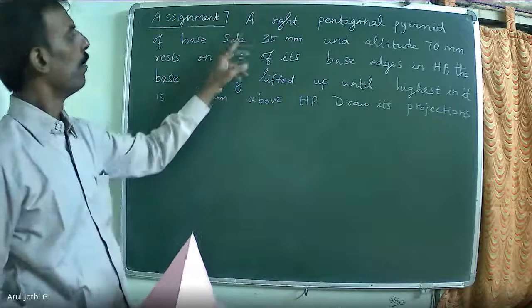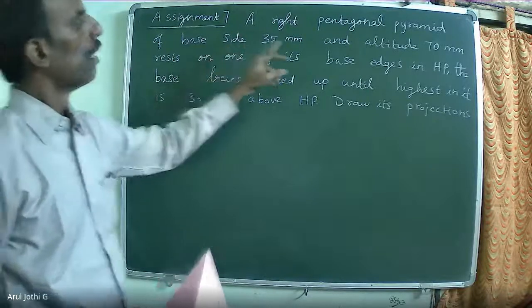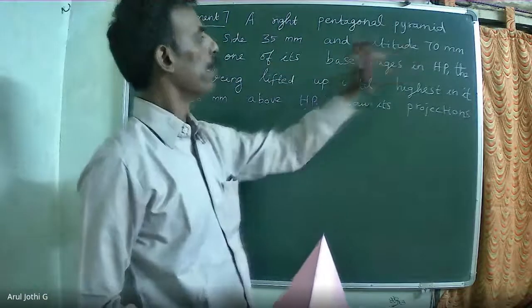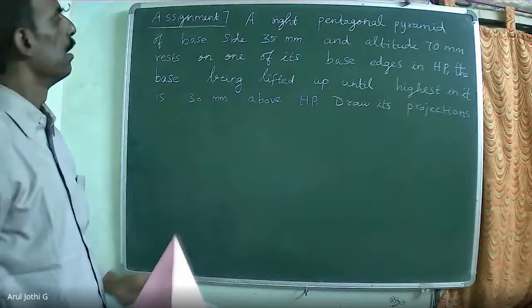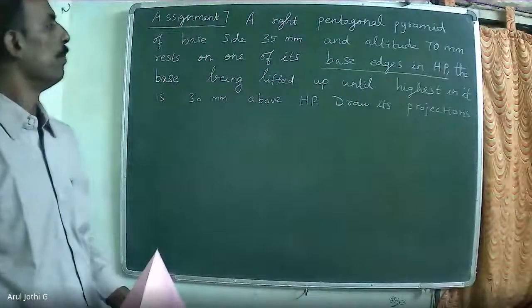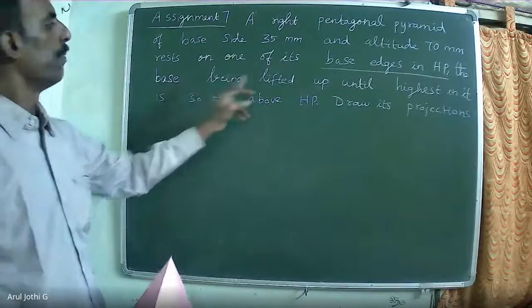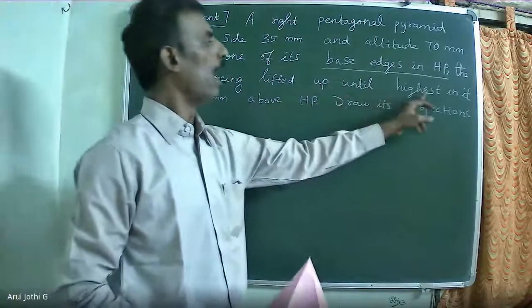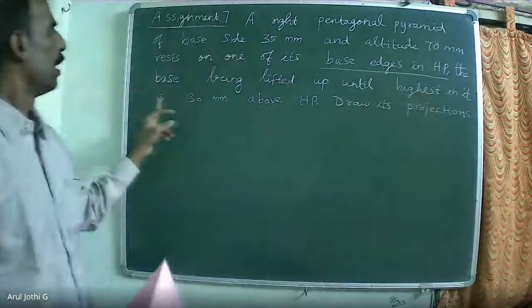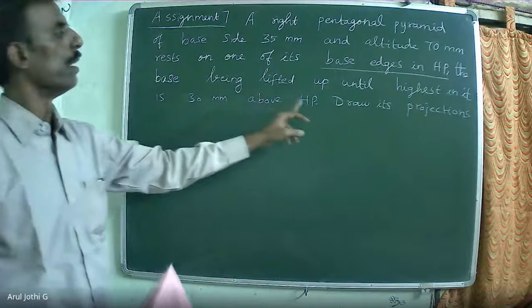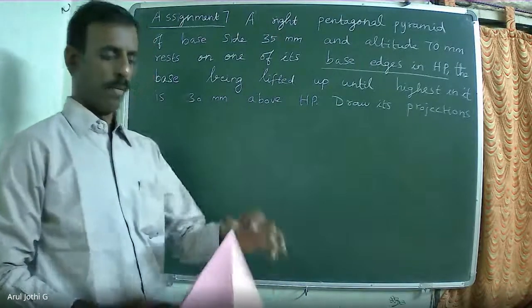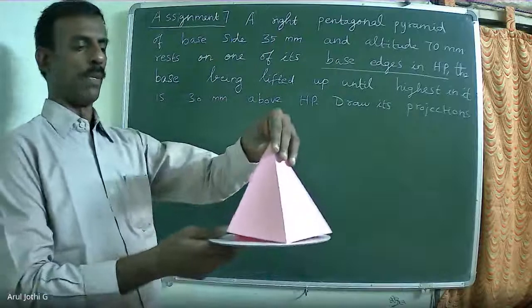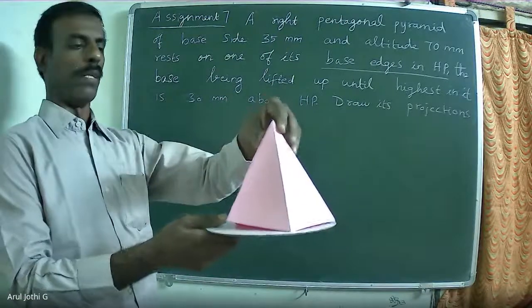A right pentagonal pyramid, axis height is given, altitude 70 mm, rests on one of its base edges in HP. The base is lifted up until the highest point in it is 30 mm above HP. For example, this is a pentagonal pyramid.